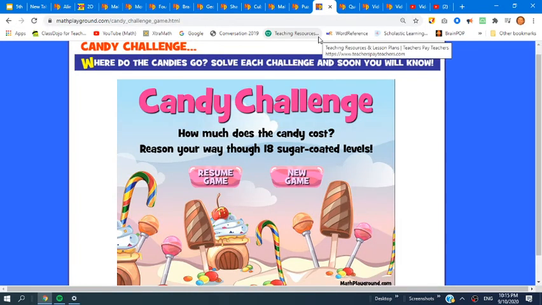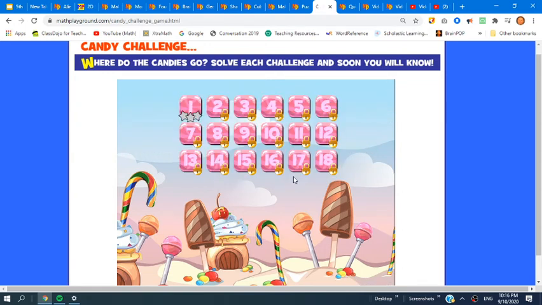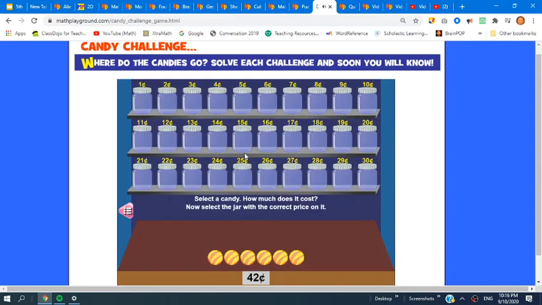All right, candy challenge. Some of you guys play similar games to this, right? It says, where do the candies go? Let's try this. New game. First level. Select a candy. How much does it cost? Now, select the jar with the correct price on it.